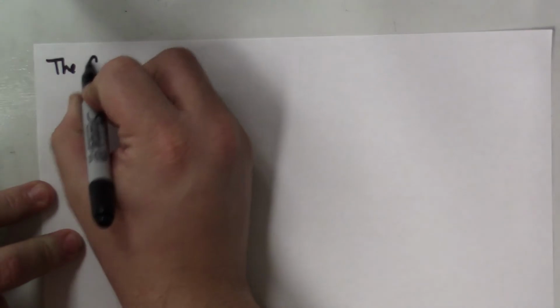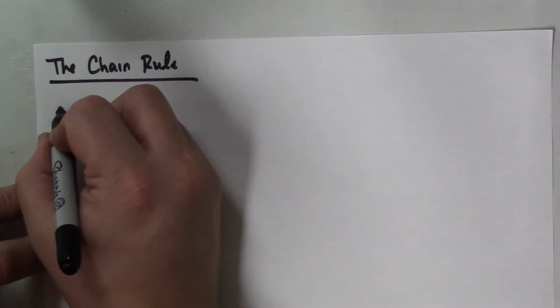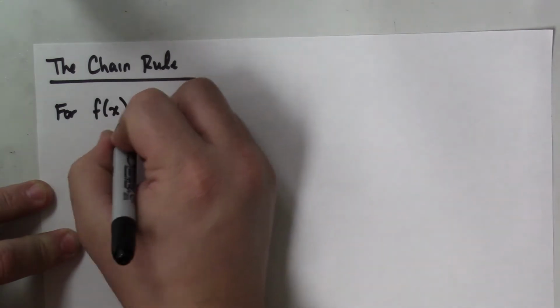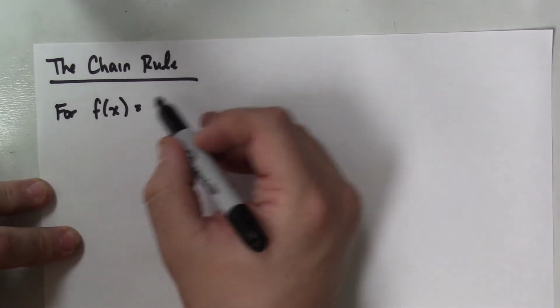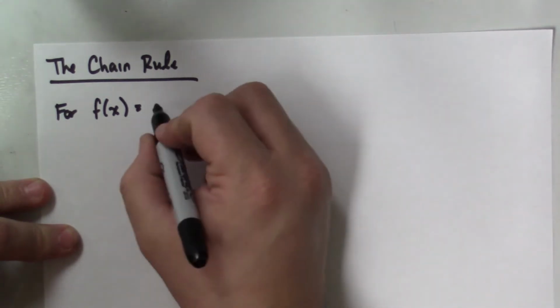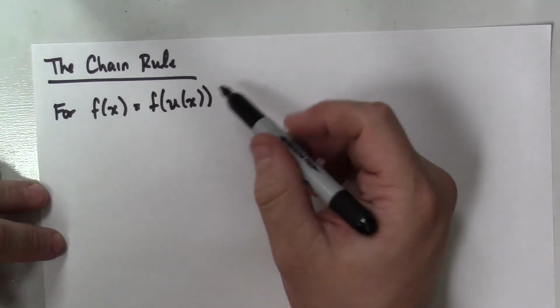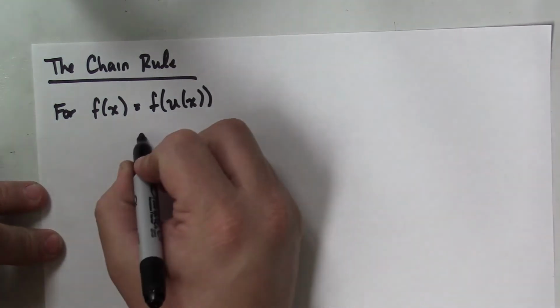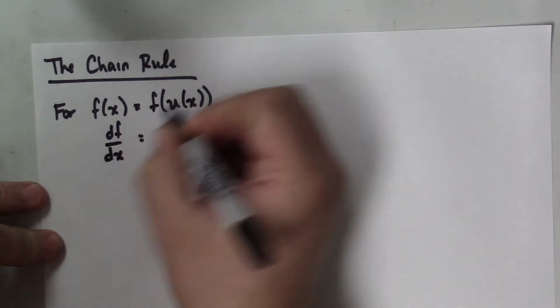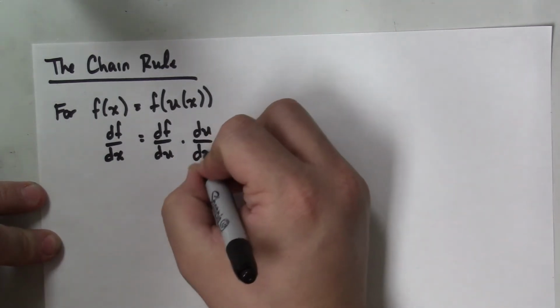So the chain rule in your book says that for f of x, which has a function inside, so this is just using function composition. For f of x where I can say that f is some function of u, or that u is some function of x inside of f, then what I can do is say that the derivative of f with respect to x is the derivative of f with respect to u times the derivative of u with respect to x.